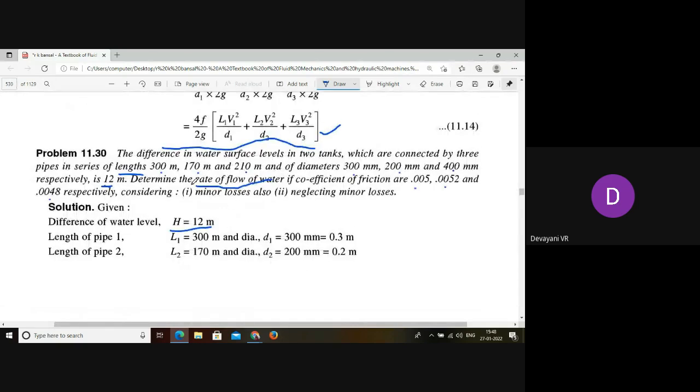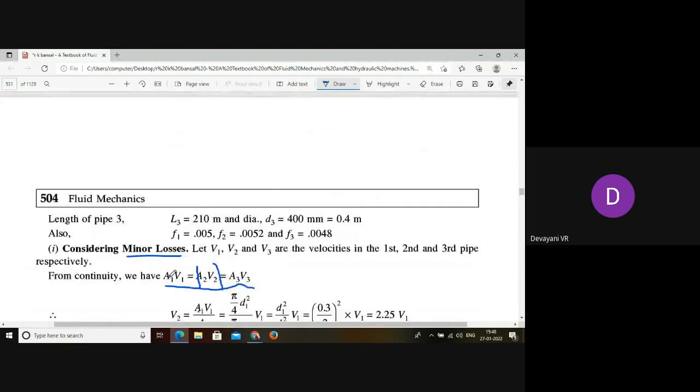The problem asks us to calculate the rate of flow. The rate of flow can be calculated using the formula Q equals area into velocity, that is A1 into V1. So the formula will be pi D1 square by 4 into V1. We know the diameter and the velocity, and we can get the discharge as 0.09945 meter cube per second.